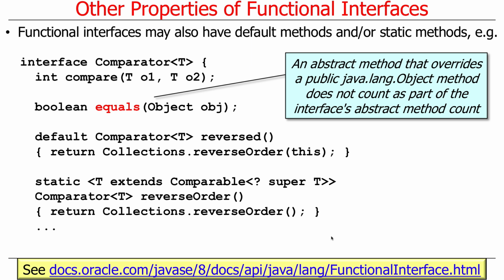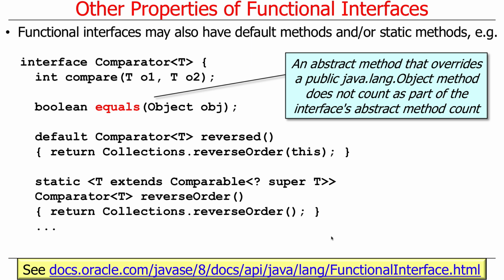Well, not really. The rule here is that all interfaces have the potential to override methods defined in the class java.lang.Object. If you have an interface that redefines one of the methods from java.lang.Object, that doesn't count as part of the interface's abstract method count.